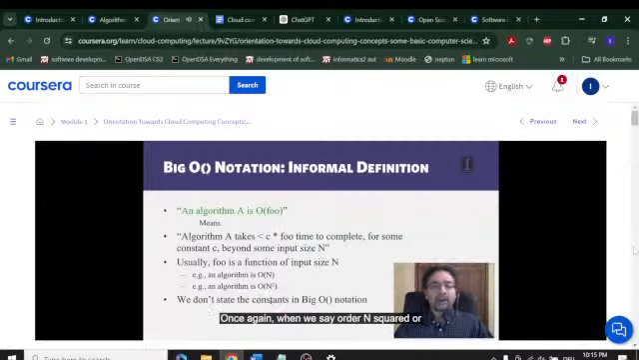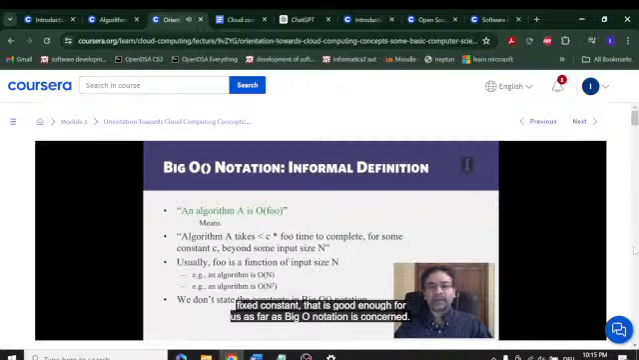Once again, when we say order n squared or order n, notice that we do not include the constant c in the definition itself. This is because the constant is irrelevant. As long as there is some fixed constant, that is good enough for us as far as big O notation is concerned. So we do not state the constants in big O notation. So let's see a couple of examples.